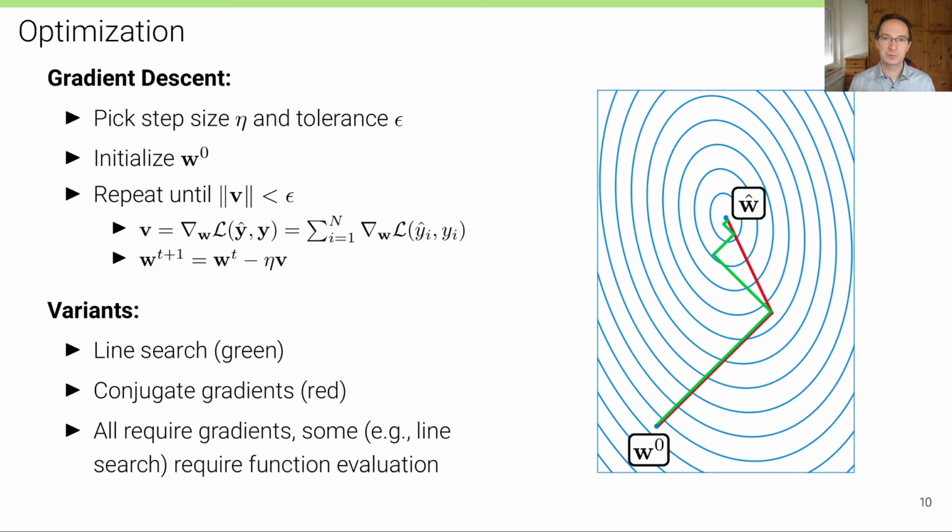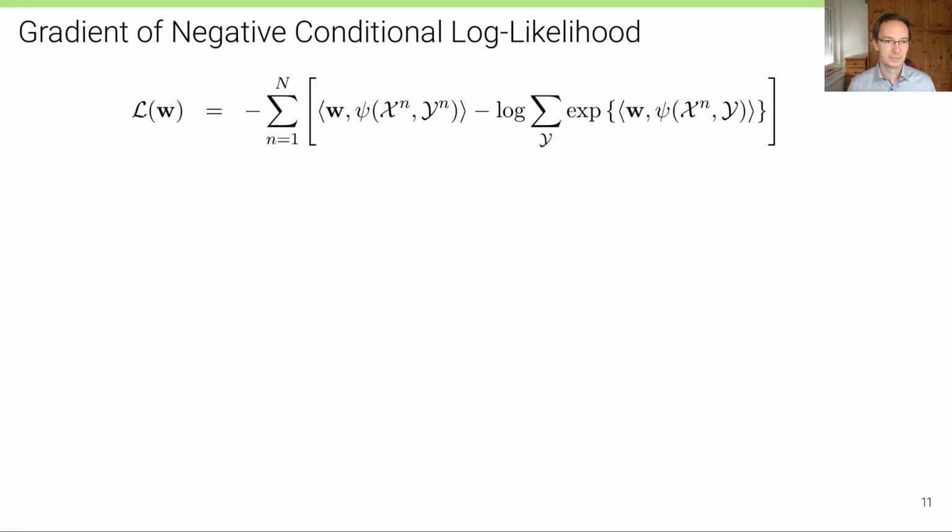So we have to be able to evaluate the function, the loss function that we've seen on the previous slide, and we also have to be able to compute the gradient of that loss function in order to execute the gradient descent algorithm. So these are the two things that we have to compute. The loss function, the negative conditional log likelihood. This is just copied from the previous slide. And the gradient of this. What is the gradient of this?